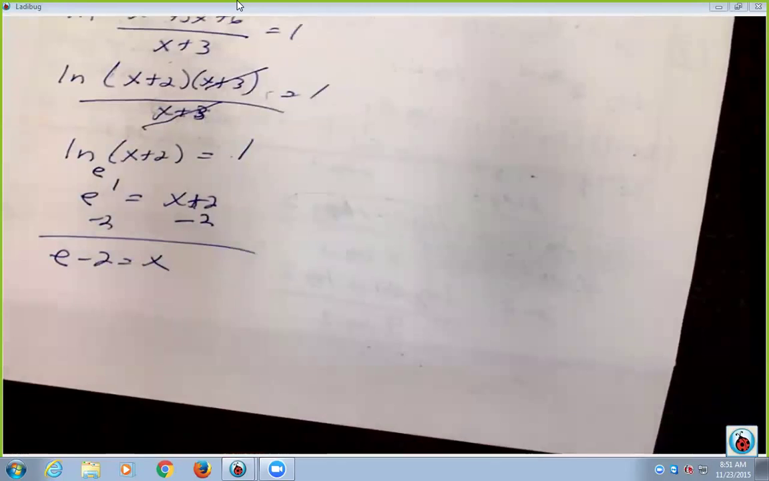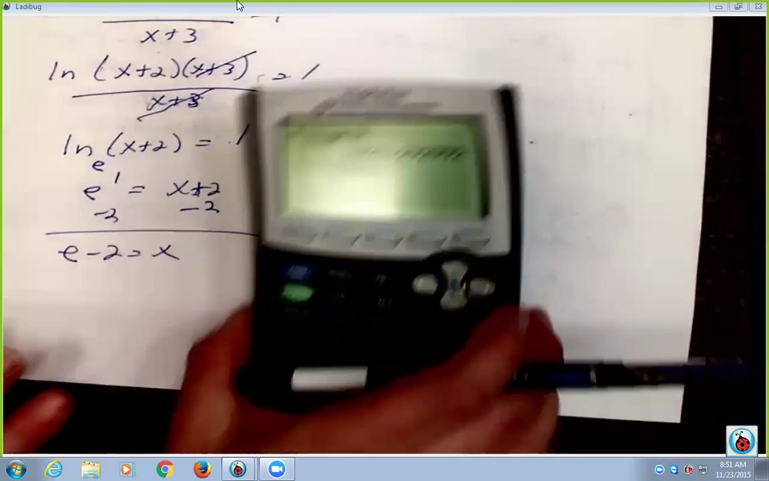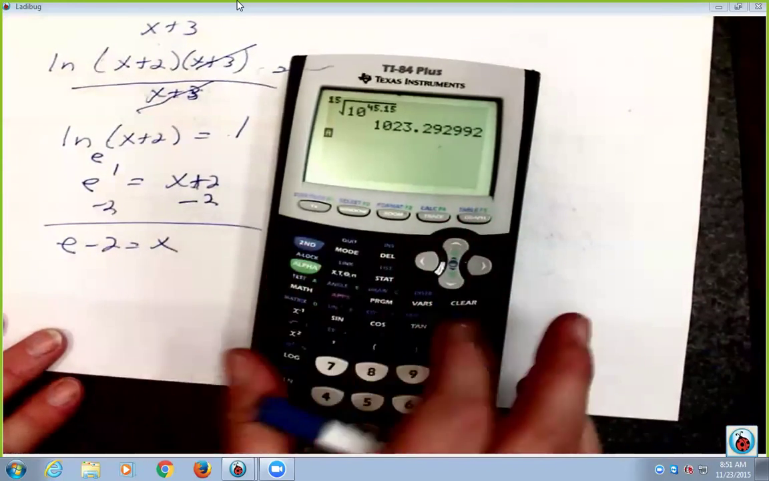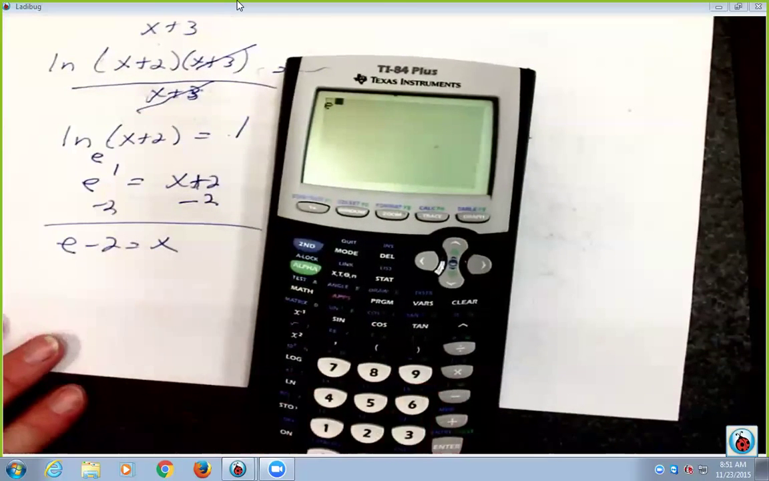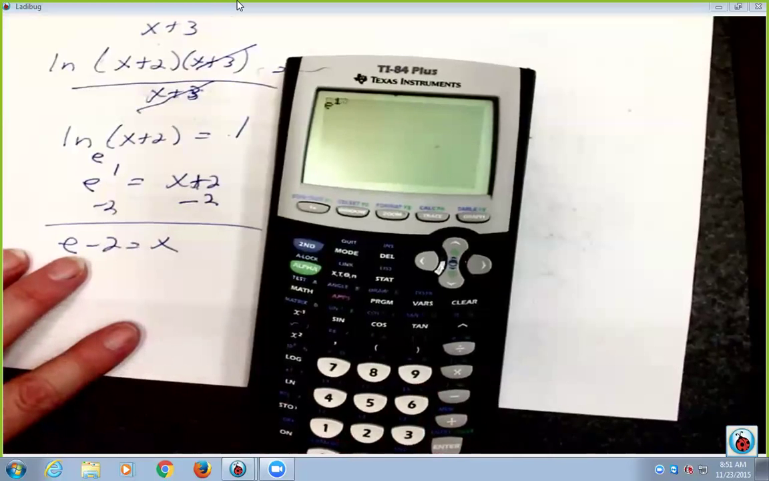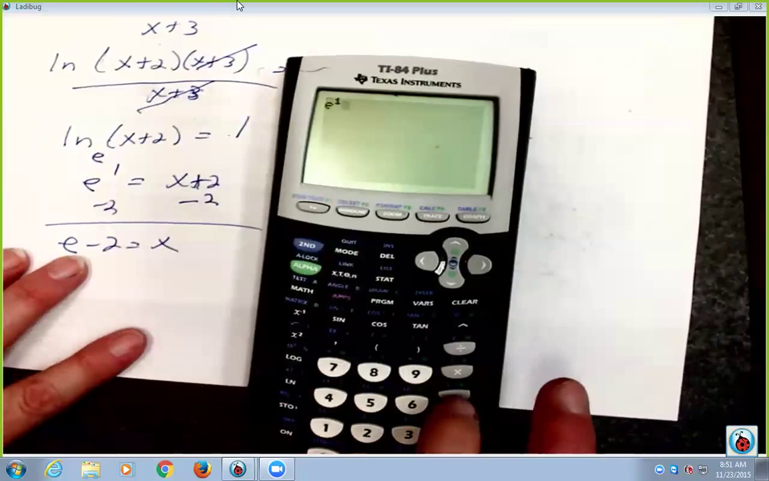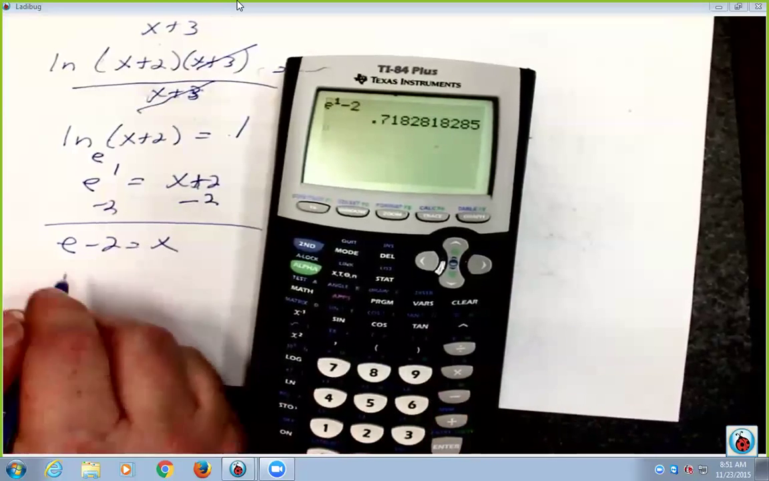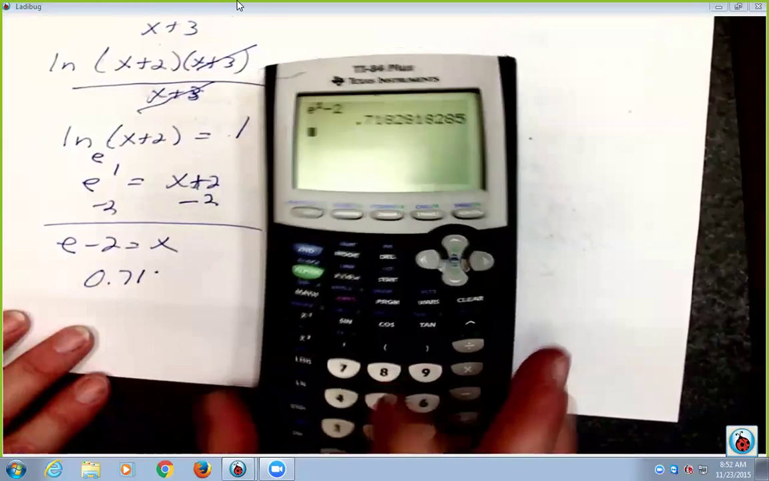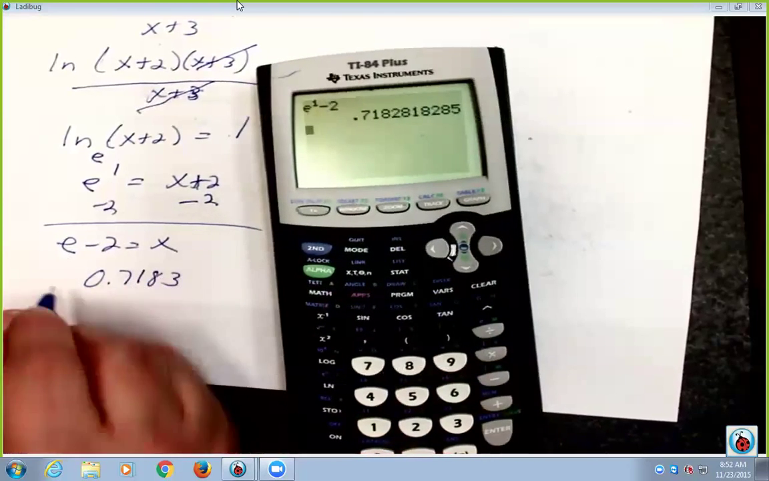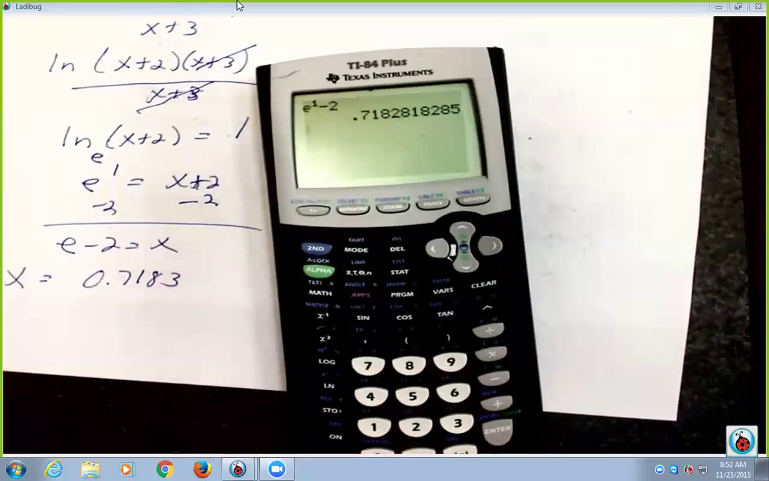And so if I solve it and put it on my calculator, I'm going to have second e, or the ln key to get e, to the first power. I need to put a 1 in there because it won't let you just put e, minus 2. And I get 0.7183 is what x equals.